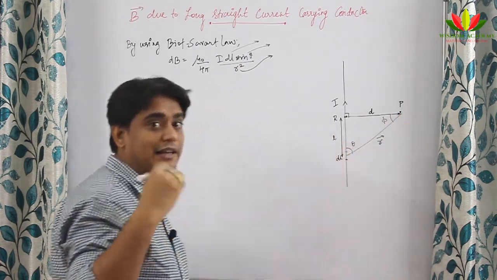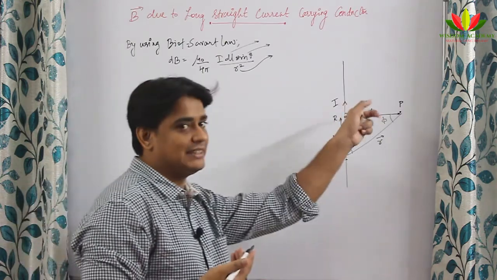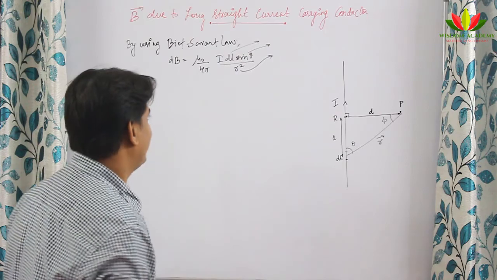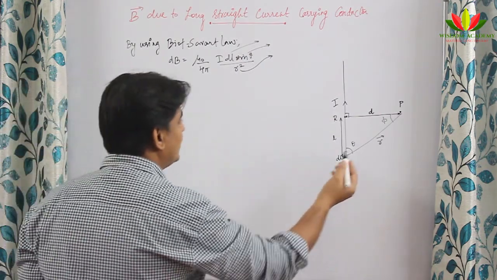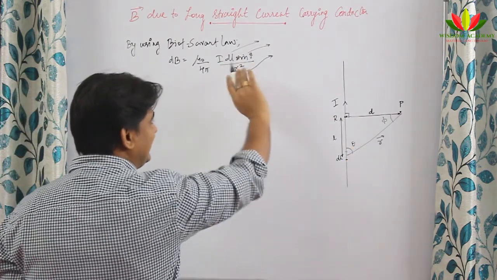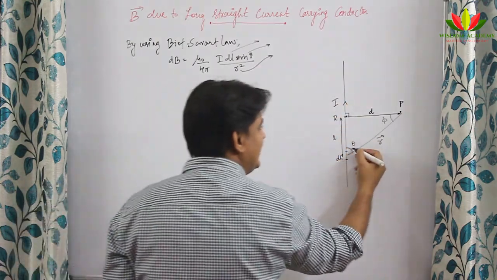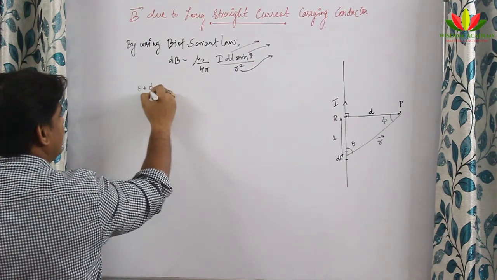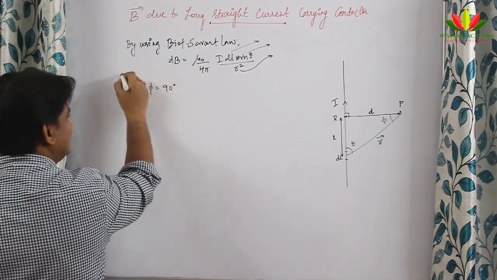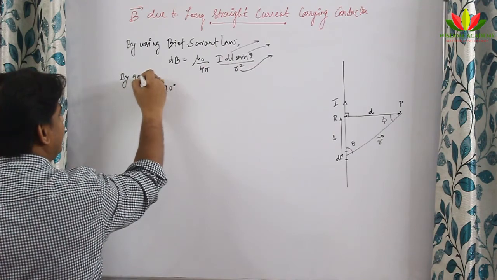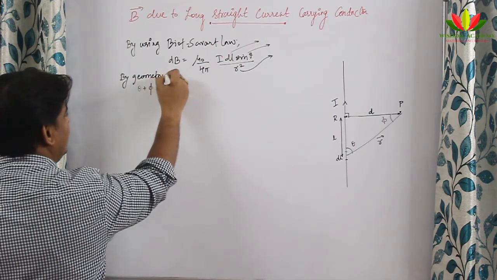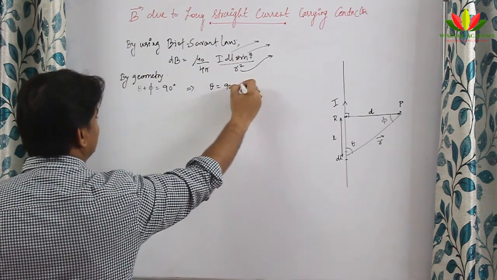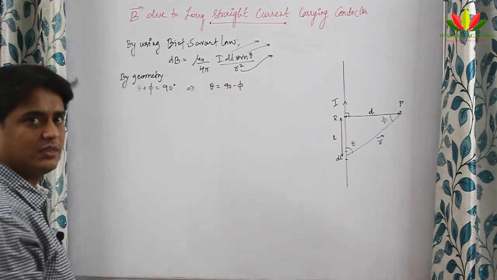Why I am taking phi, I will tell you at the end, because that will help me in finding the magnetic field for the overall wire. So first let me write sin theta in phi form. I know that theta plus phi is equal to 90 degrees. This is by basic geometry. So from here I can write that theta is equal to 90 minus phi, isn't it?